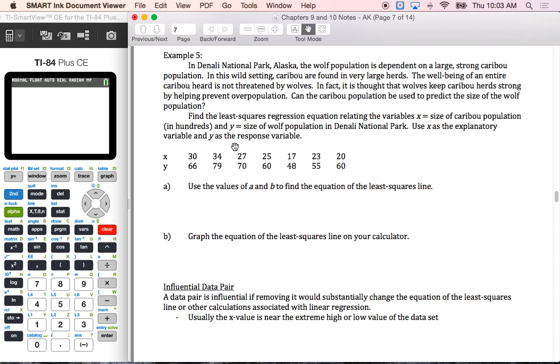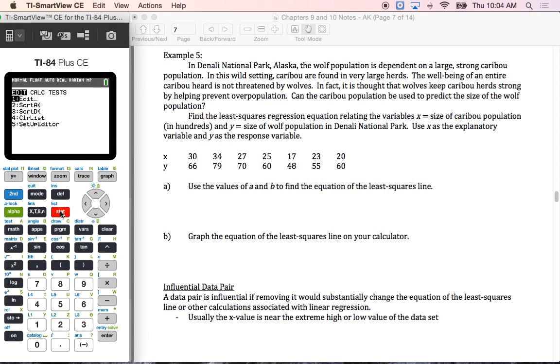Find the least squares regression equation relating the variables x equals size of the caribou population in hundreds and y is the size of the wolf population in Denali National Park. Use x as the explanatory variable and y as the response. So they want us to find the least squares equation line.